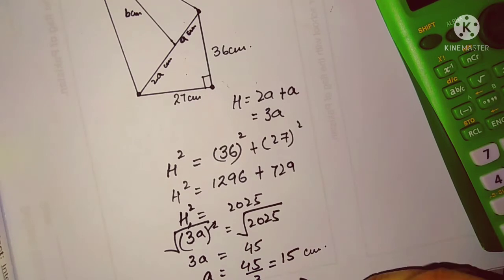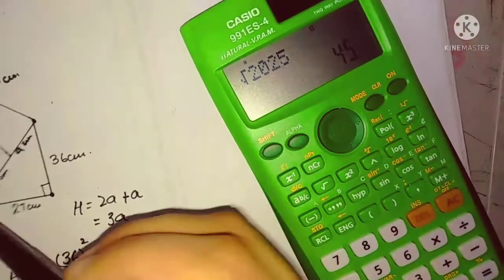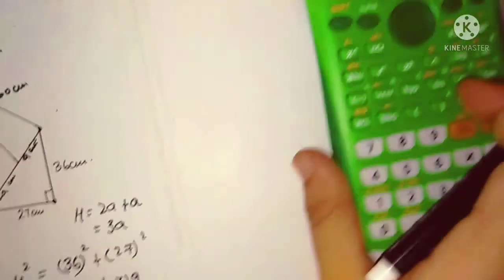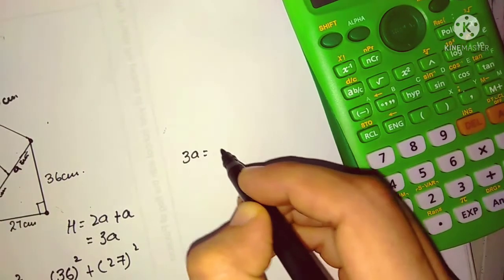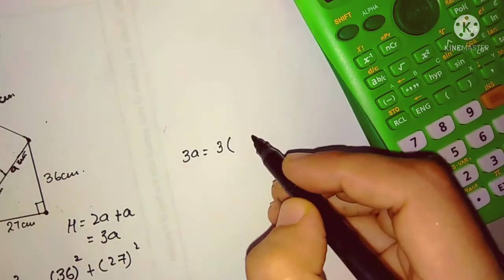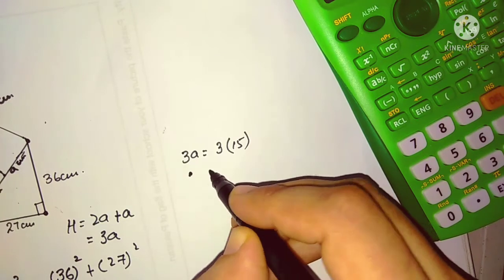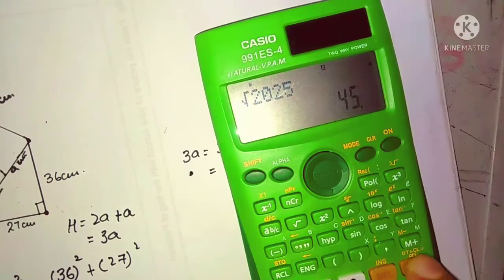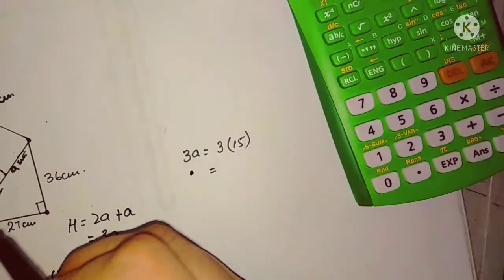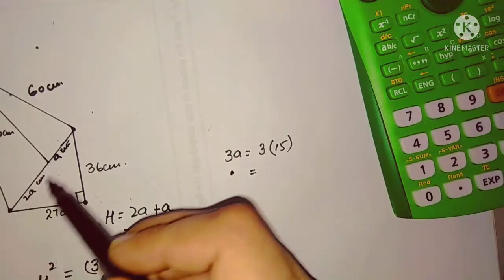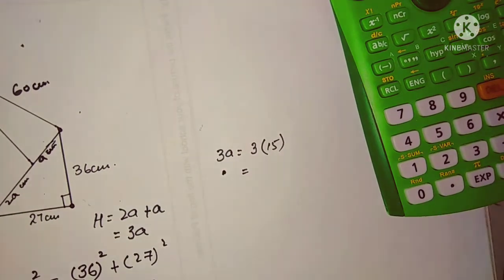Now we have found the value of a, so we can put the value of a in 3a. This length will be equal to 3a now. We multiply 3 and a, which is 15. When we multiply 15 with 3, we get 45. Now this whole length is 45, and this part is a and this is 2a.